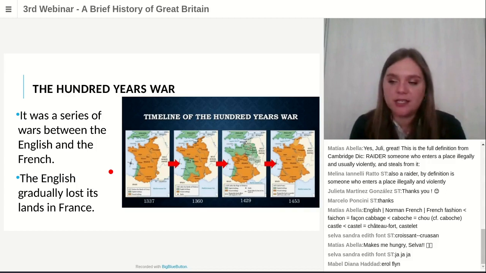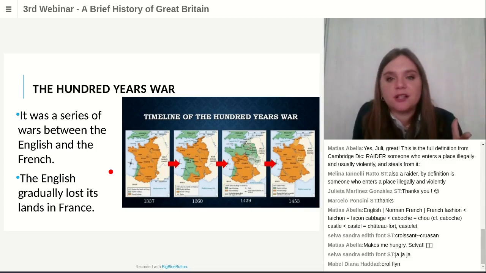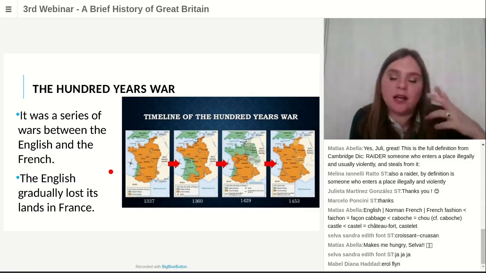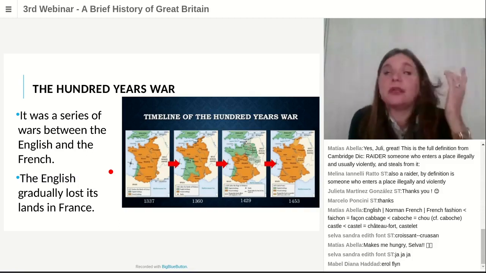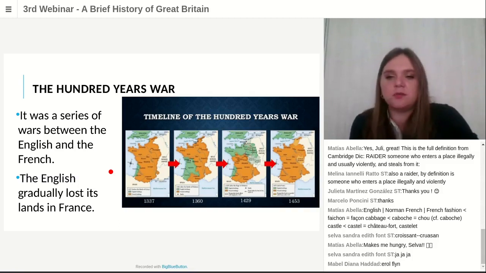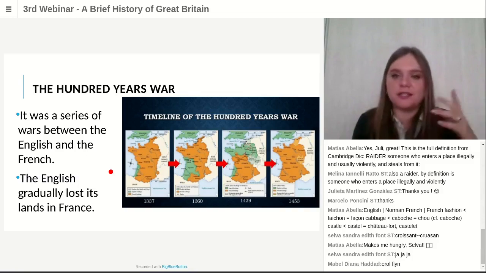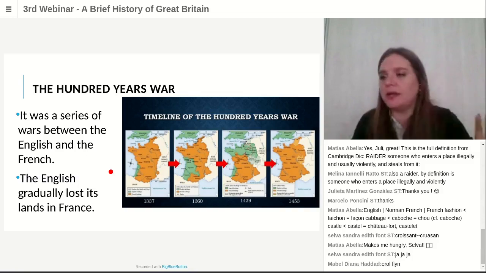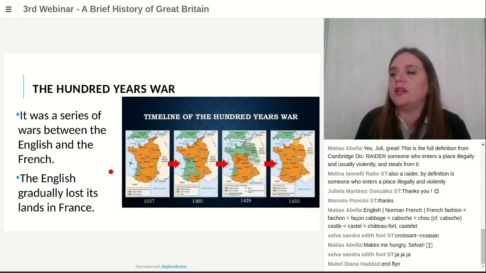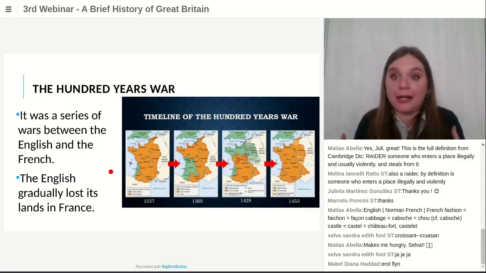Basically, they started when the King of France died, and the King of England at the time had some sort of claim to the throne. So he went on, and well, conflict started. They started fighting. Some won, some lost. Long story short, this was a very long war, and then the English lost their land in France.